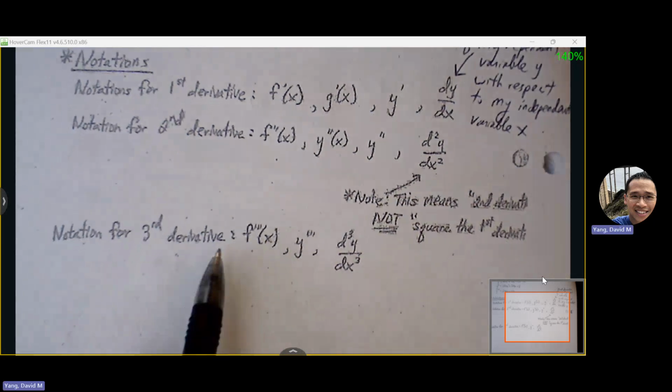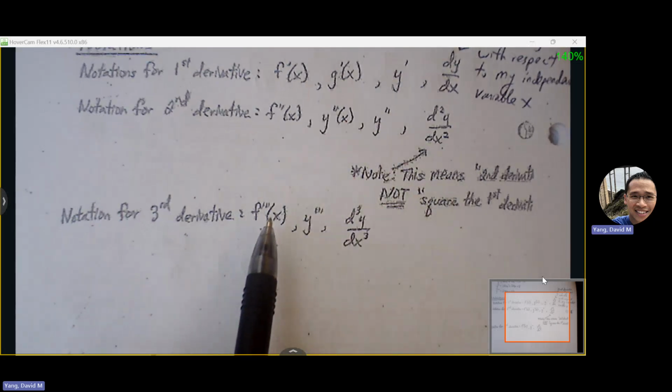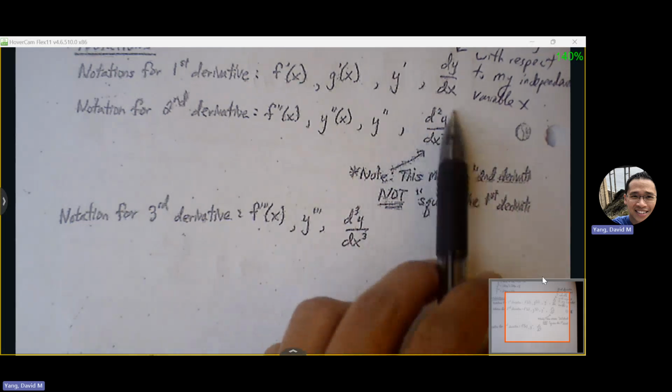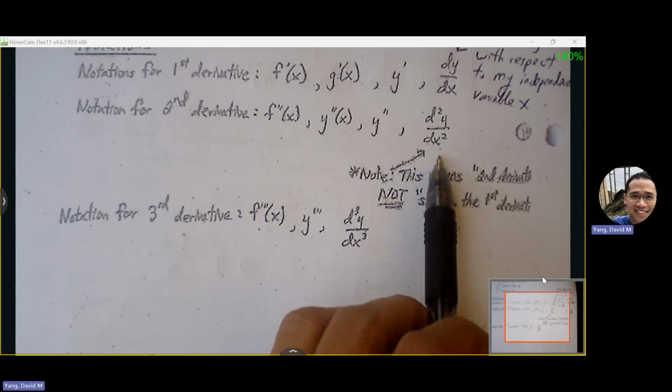And we're not going to see third derivative much, but you can imagine just follow the pattern to build the third derivative notation, f triple prime of x, y triple prime, and following the same pattern, you can notate the third derivative, d3y over dx3.